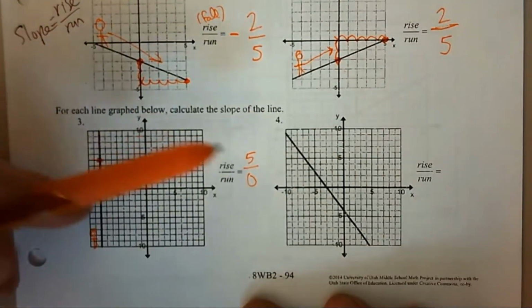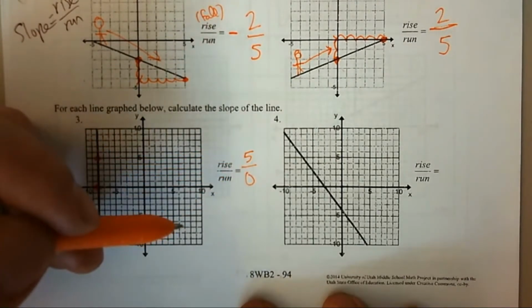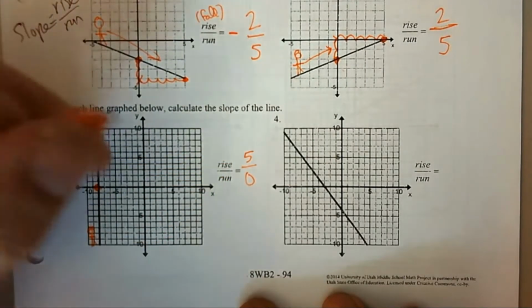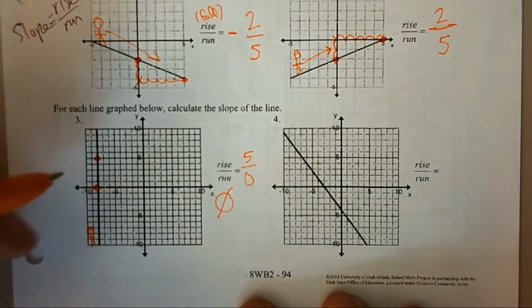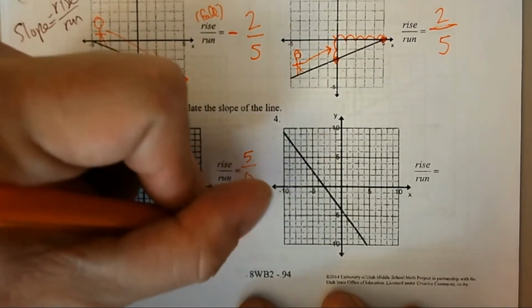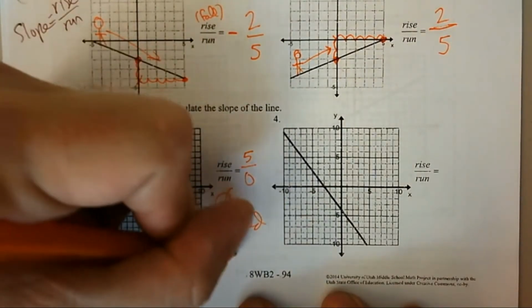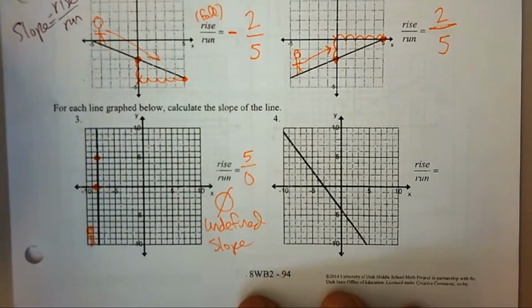Now, what happens if you take 5 divided by 0? Anytime 0 goes into anything like that, and you try to divide, it gives you an error message. Okay, so what we say, you know, you get that kind of message, no solution, or what we call that as an undefined slope. Okay, so vertical lines are going to be undefined slopes.